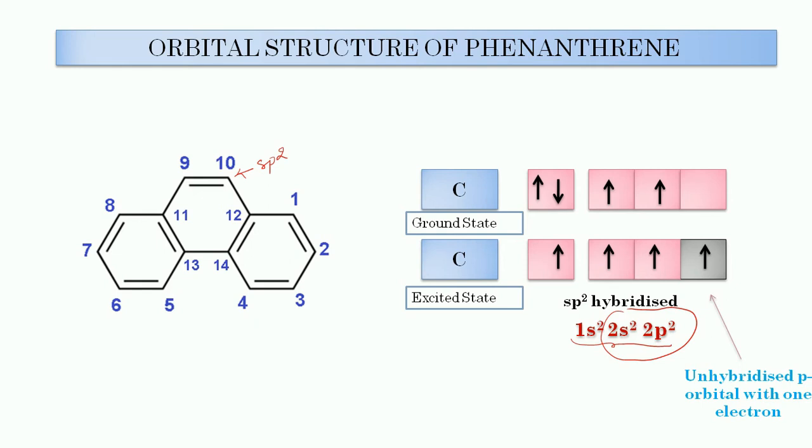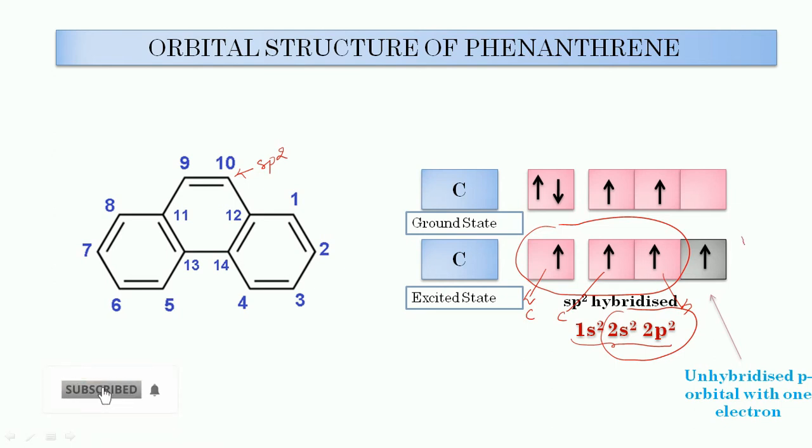Finally, these 3 orbitals undergo sp2 hybridization in case of phenanthrene. So it has 1 unhybridized orbital. In phenanthrene, each carbon that is bonded with other carbons has 3 sigma bonds, 2 with carbon and 1 with hydrogen. So the total number of carbons is 14.